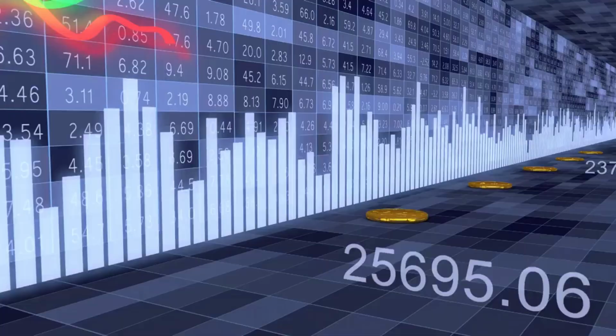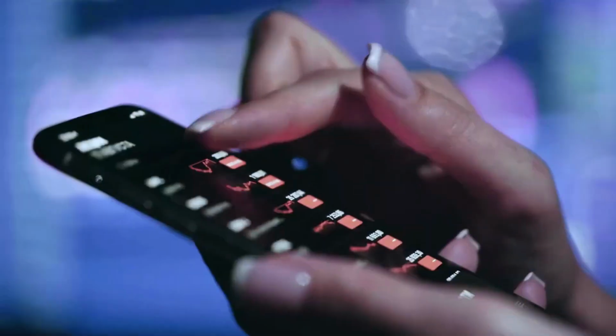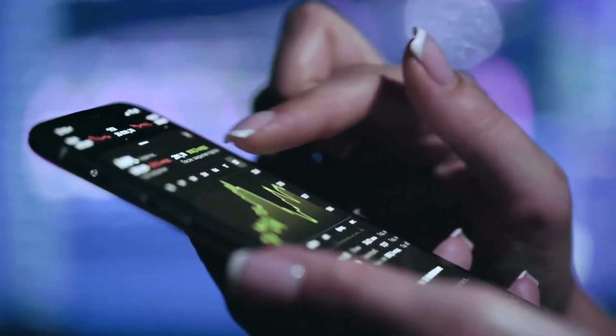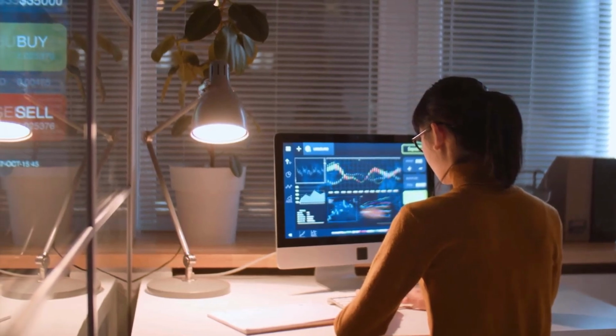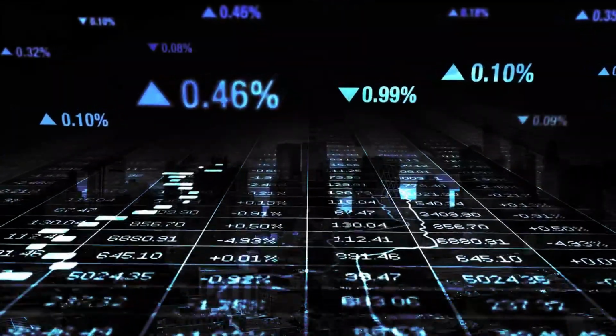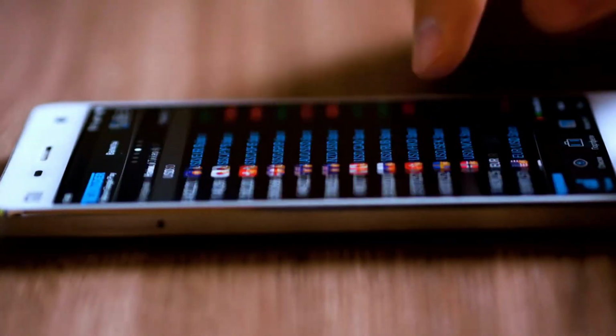Sector diversification. Balance is key. Don't go all in on tech. Add some healthcare, energy, and consumer goods stocks. If one sector dips, the others can stabilize your portfolio.